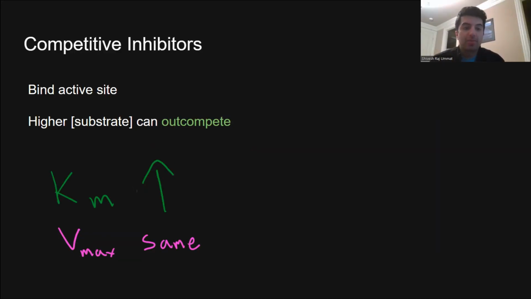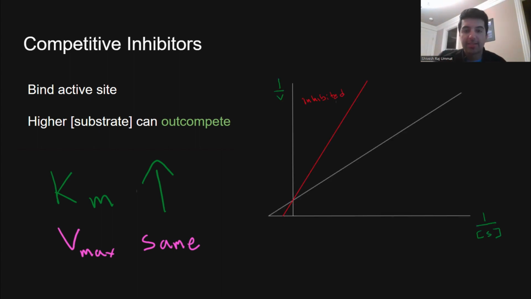So this graph really helps us understand inhibitors. The first case we'll look at is competitive, where we have a molecule that's binding the active site in place of the substrate. So if we have a higher substrate concentration, we can outcompete that inhibitor. The effect this has is increasing the Km, because we need a higher substrate concentration to get to that half maximal velocity. But the Vmax will stay the same. If we have a really, really high substrate concentration, we're still going to get to the same maximum rate. And this is how it affects the graph: we'll have the same intercept, but the slope is going to be steeper.